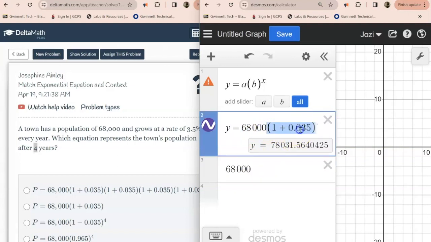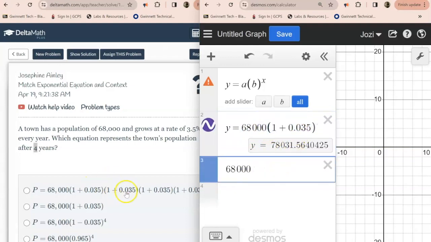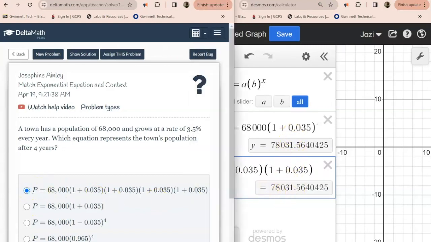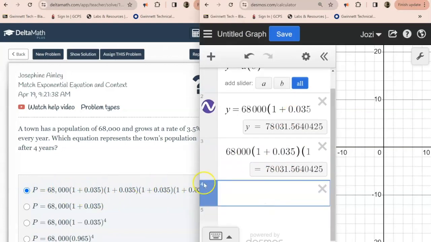So I have this number right here. And I have it one, two, three, four. Make sure it's the same one. So one plus that one, two, three, four. Are those numbers the same? They are. So my answer is A. Okay. But I'm just going to check the other ones just to be sure.